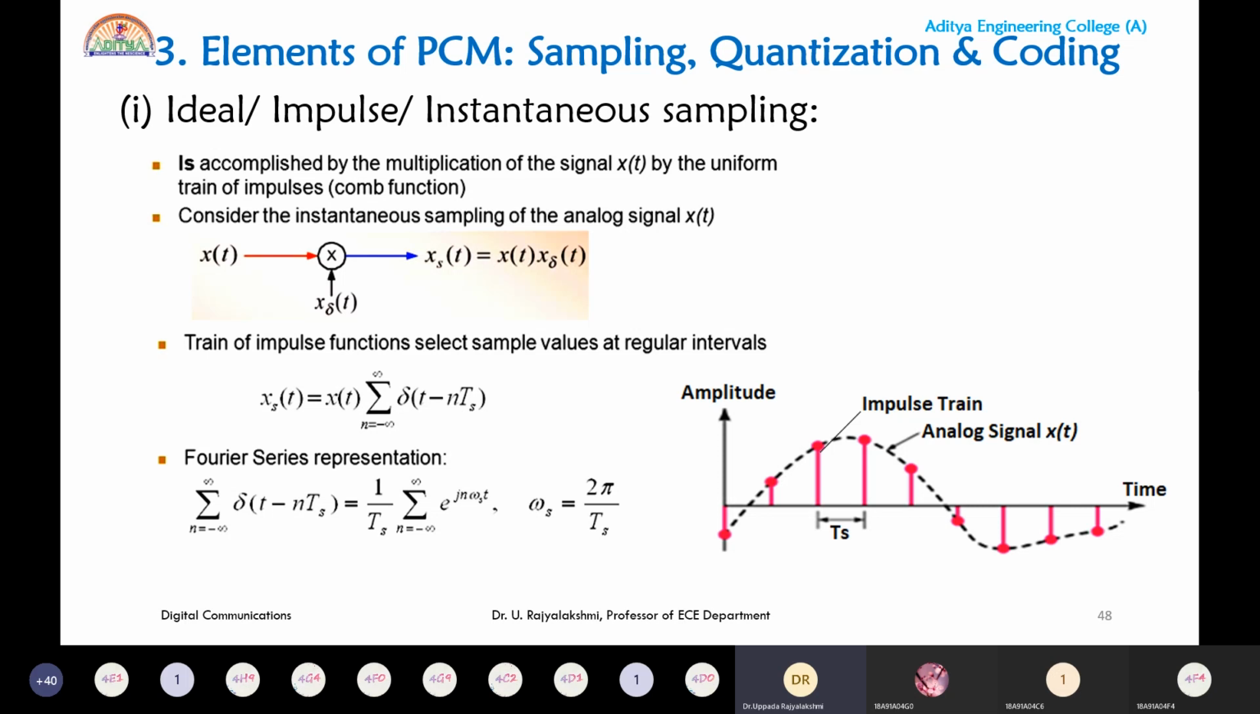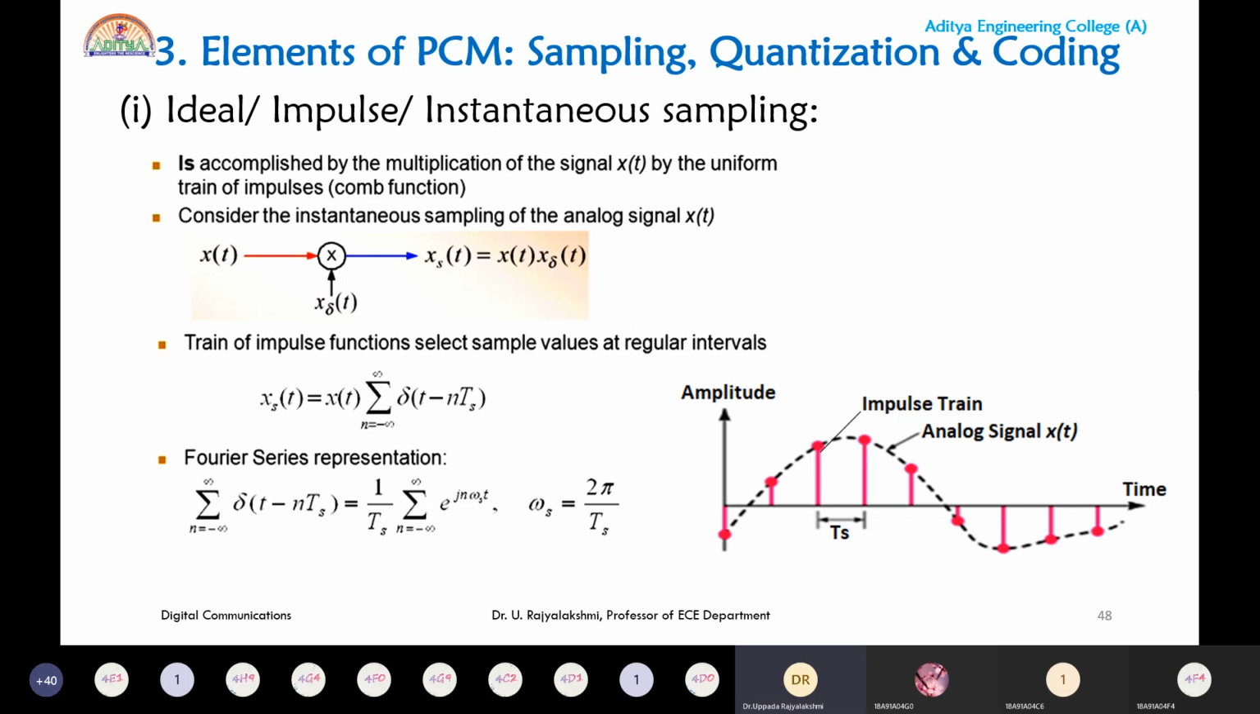Is this slide okay to everyone? So why is it called ideal sampling? This is the first type of sampled signal, that is ideal sampling, instantaneous sampling or impulse sampling.